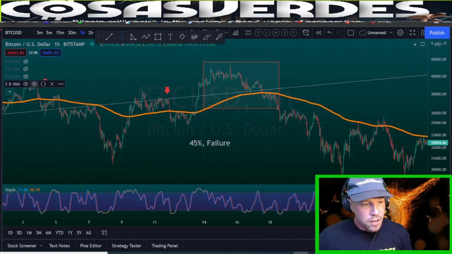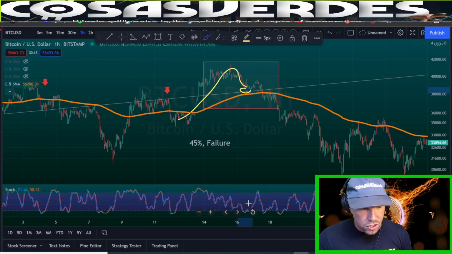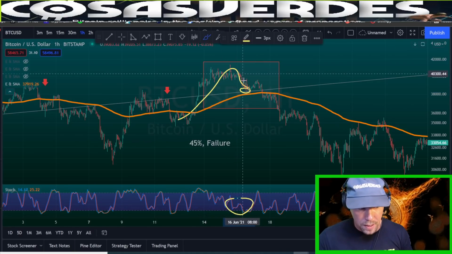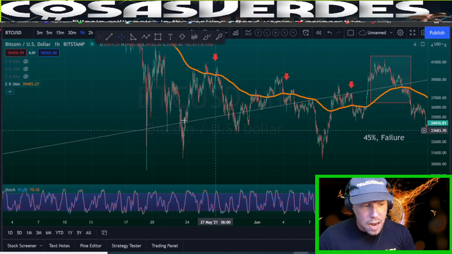And so there was one failure within the distribution. There was one. Price got above the 200, stuck its landing, Stokes had a double confirmation as well, and it still failed. So sometimes this simply doesn't work. It is not perfect, right?